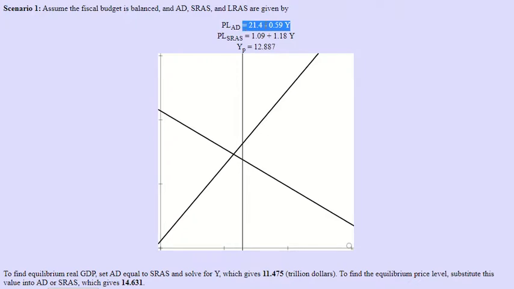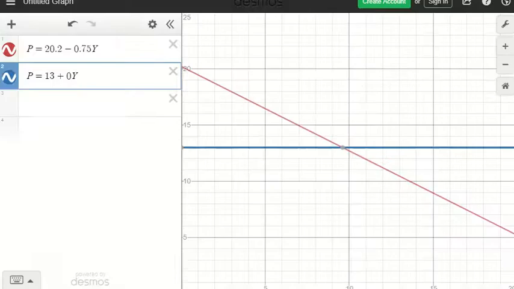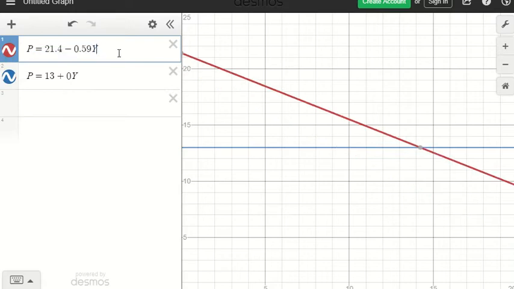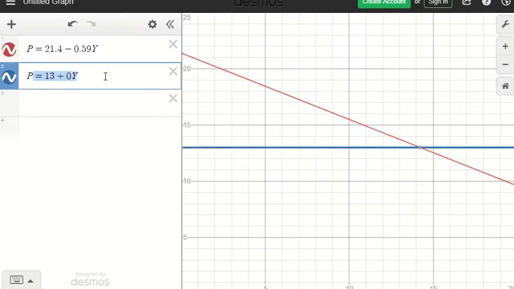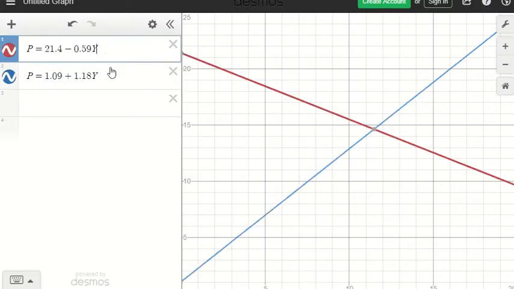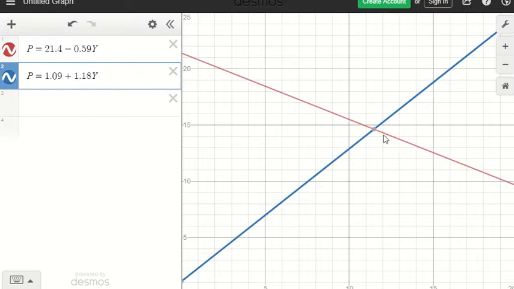Okay? Now, we can calculate the equilibrium by taking it to Desmos.com. And I'm just changing the values of the intercepts and slopes in Desmos. That's cool, right? As soon as I change the demand curve and the supply curve, the aggregate demand, short-run aggregate supply, I get new graphs. And I can see that the real GDP at this short-run equilibrium is 11.475, and the price level is 14.63. And those are the numbers I give you right here.